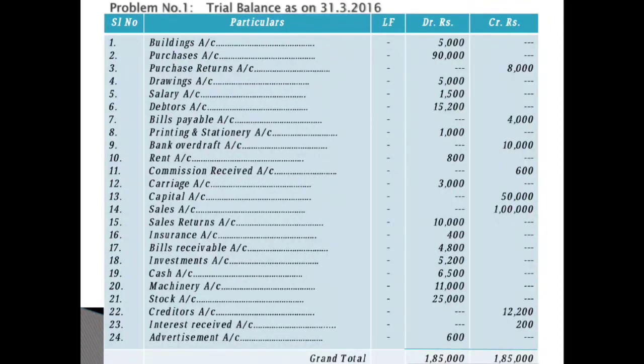Okay, first problem, serial number 1 you should write. Then the building account you should write in the debit column, rupees 5,000, credit column nil. In the debit column you are going to write 5,000 rupees.